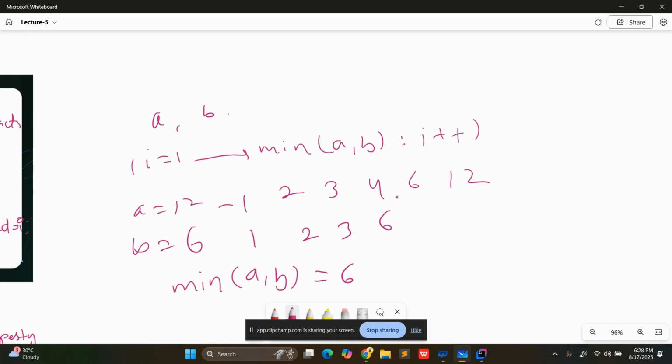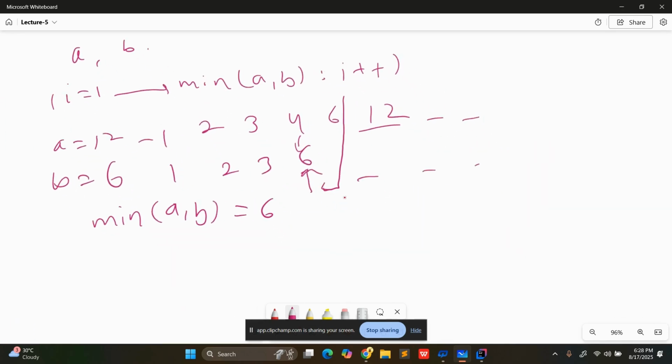If you go after 6, it doesn't give any common factor, because 6 has only itself as its highest factor. If you go after 6, you cannot find any common factors. So 6 is also having only 6 itself as the last valid factor. After 6, you cannot find any factor for 6. So I would definitely say that if we go until the minimum of A comma B, then we are good to go. We can find all the common factors.